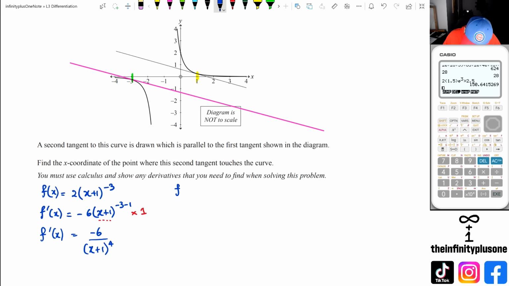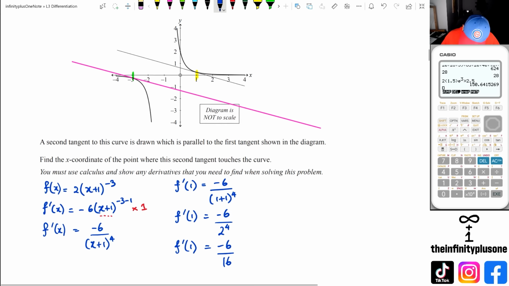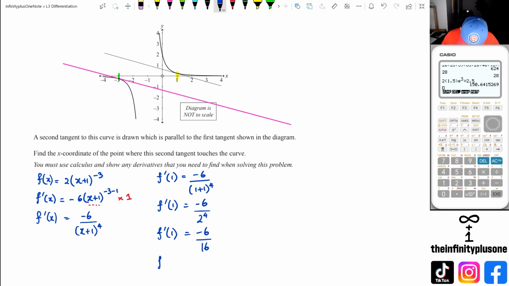Now I'm going to figure out what the gradient at 1 is. So I'm going to get negative 6 over (1 plus 1) to the power of 4. So f dash of 1 equals minus 6 over 2 to the power of 4. So f dash of 1 equals minus 6 over 16, which means I can say that the gradient is equal to minus 3 over 8.